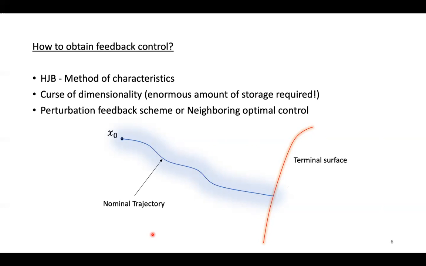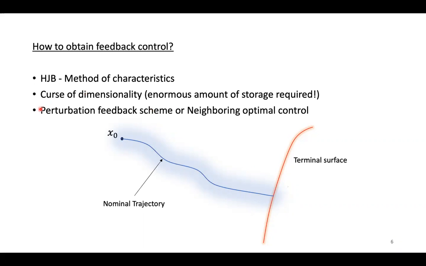But the bottleneck here is what is called the curse of dimensionality for the Hamilton-Jacobi-Bellman equation, which means you have to have an enormous amount of storage required, even for some of the most simple problems, to solve the partial differential equation and arrive at a value function. I'm sorry. So what we do, we find an alternative.